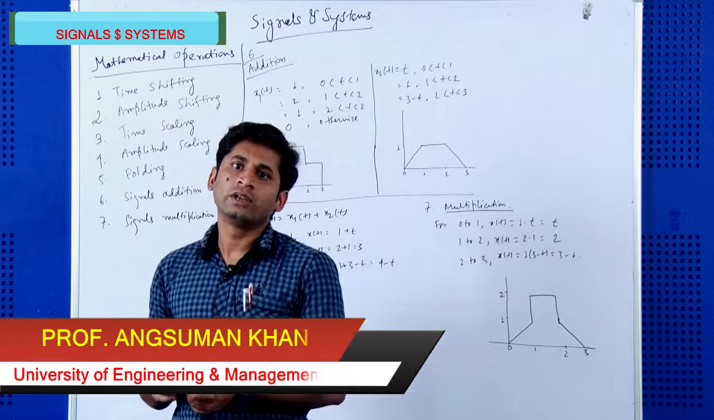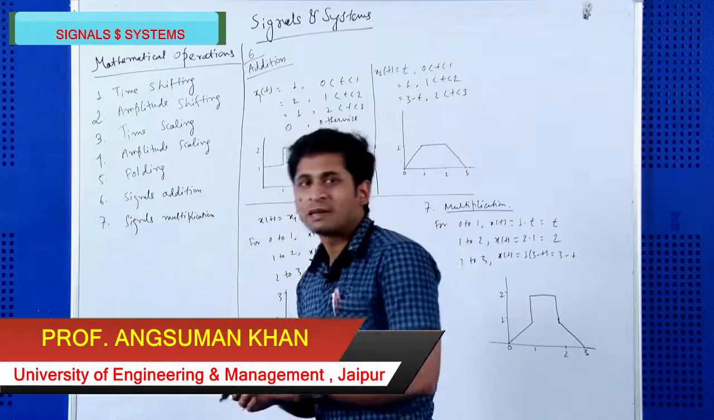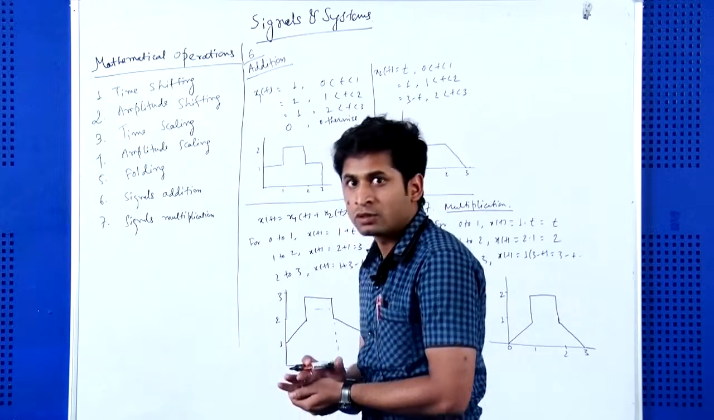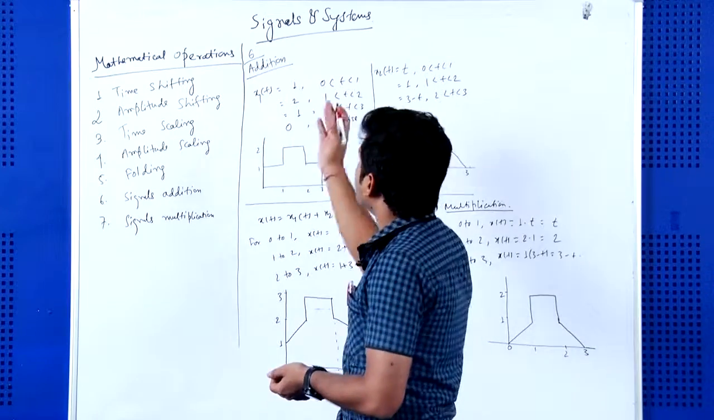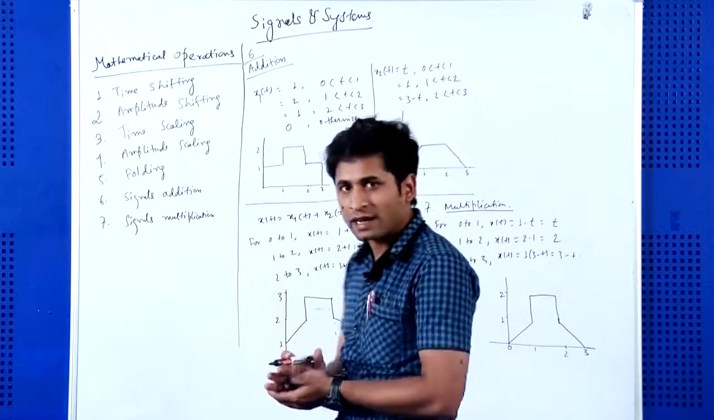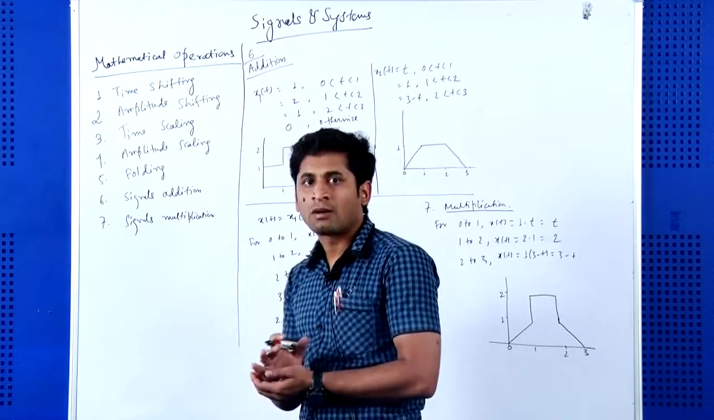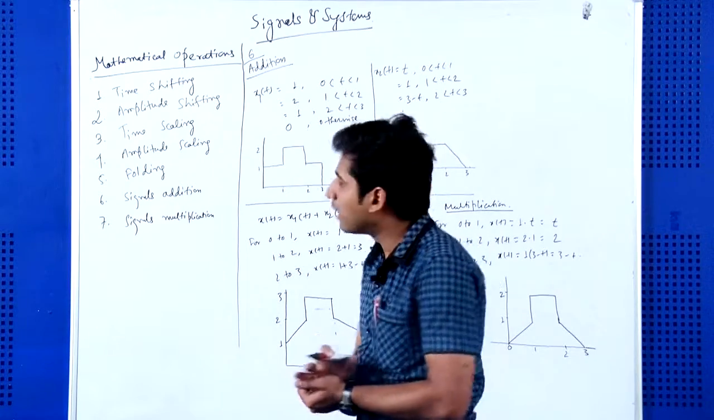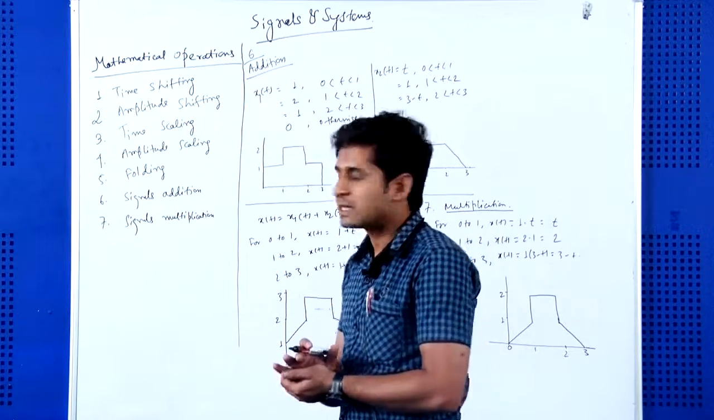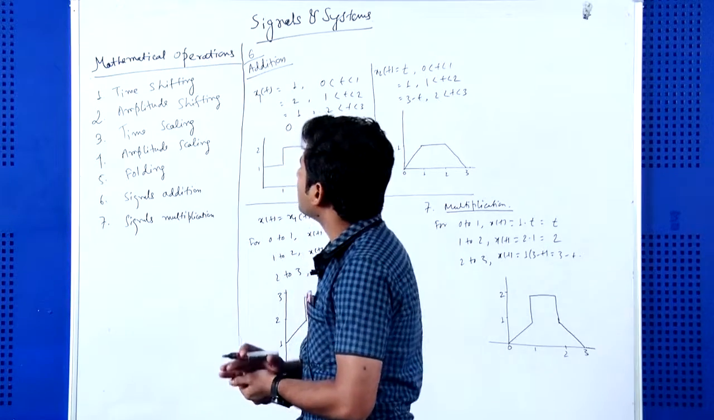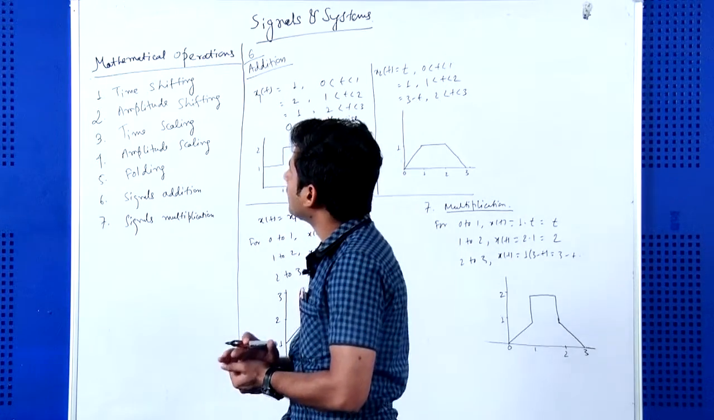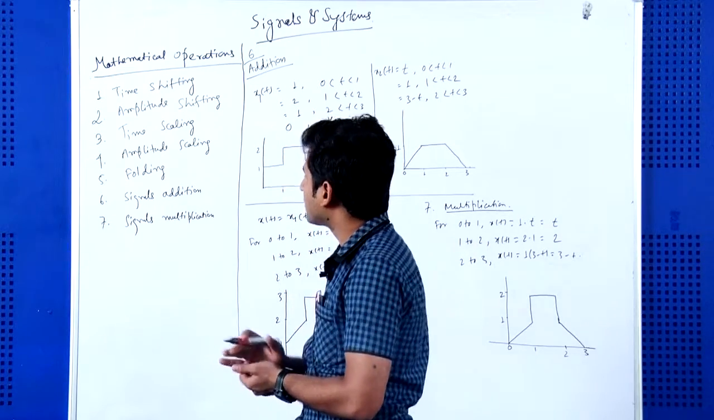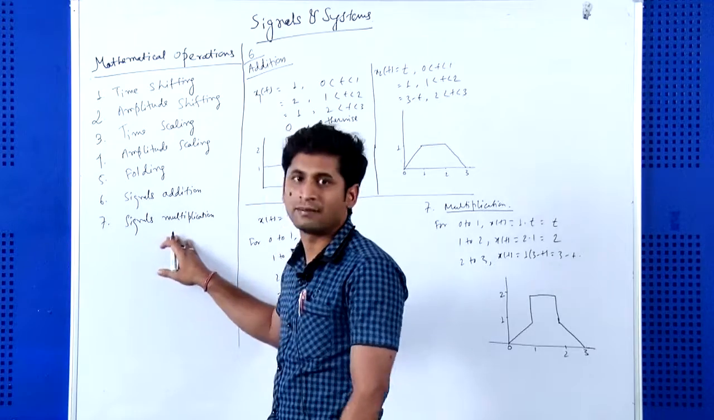In the last lecture, we talked about the different mathematical operations performed on the signal. We are discussing the subject signals and systems, where I am discussing the topic mathematical operations performed on the signals. I told you that mainly there are 7 operations. Number 1 is time shifting, number 2 amplitude shifting, number 3 time scaling, number 4 amplitude scaling, number 5 folding, number 6 signal addition, number 7 signal multiplication.